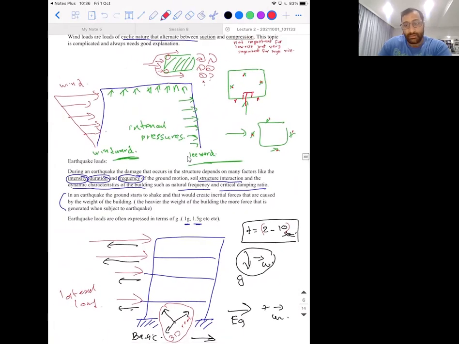So now we're going to talk about another type of loading. It's called earthquake loads. Again, cyclic in nature and time dependent. During an earthquake, the damage that occurs in the structure depends on many factors like the intensity, duration, the frequency of the ground motion, soil structure interaction, and the dynamic characteristics of the building, such as natural frequency and critical damping ratio.